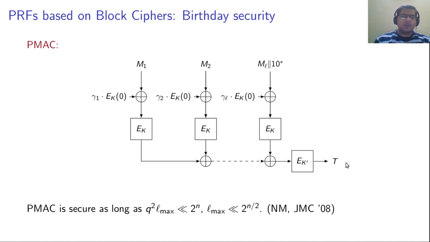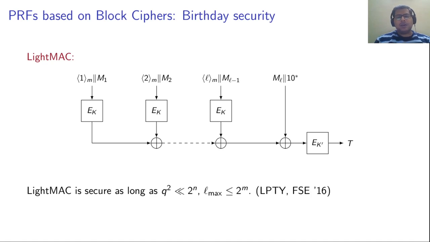It has been shown that PMAC is secure as long as the term q^2 L_max is much less than 2^n, where q is the number of queries and L_max is the size of the maximum permissible message length. So it's the maximum number of blocks that you can query. There is an implicit assumption in all these constructions that L_max is much less than 2^(n/2). You can see that this construction is at most birthday secure. In fact, there is not even birthday security in terms of the number of queries, but we can consider it as birthday secure when you consider the total number of all the query blocks.